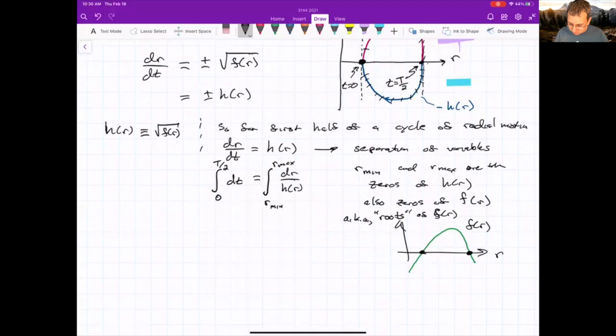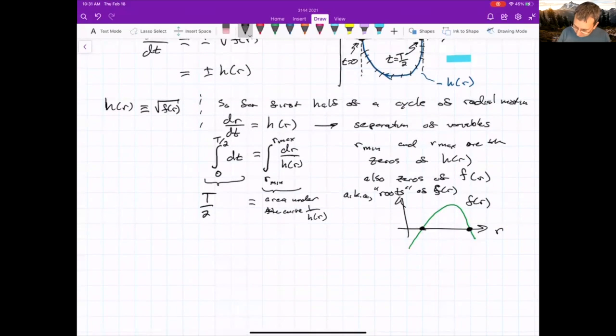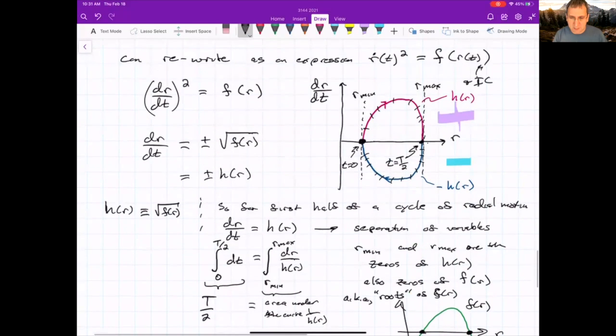All right, when we do this integral, you evaluate the left-hand side. That's easy. This is just T over 2. And then the right-hand side, you'd have to do something numerical, unless h of r is something nice that you can solve analytically, but it's usually not going to be. So this is going to be the area under the curve 1 over hr, which is not a terribly nice looking curve. This is a sketch of what hr is. And notice it goes to 0 at r min and r max, which means 1 over hr goes to infinity.